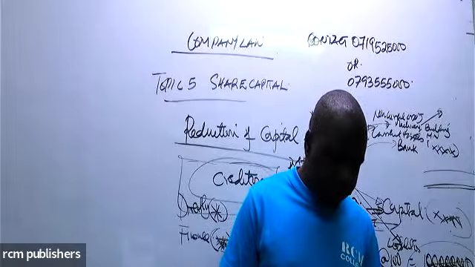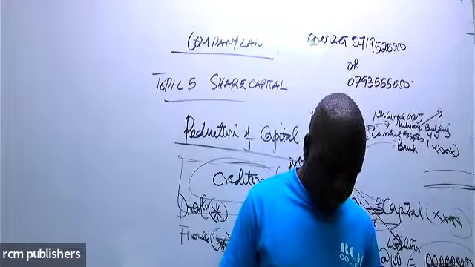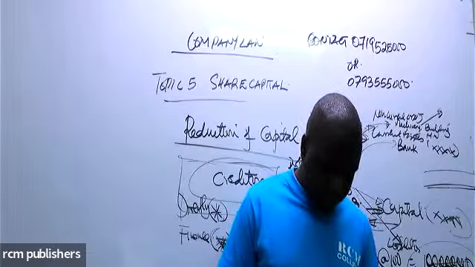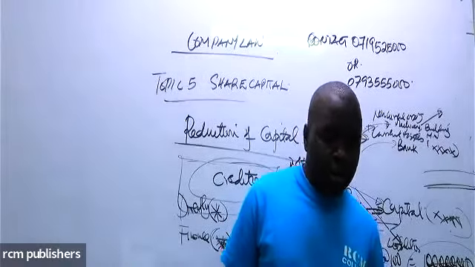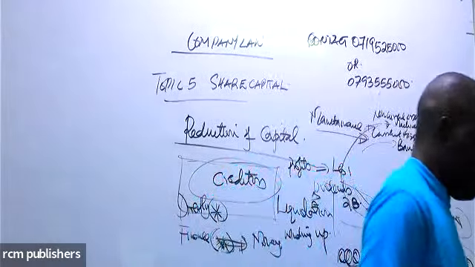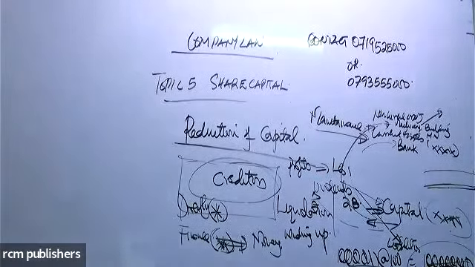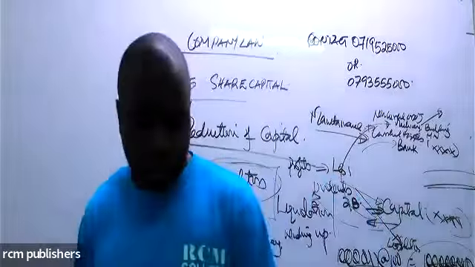So we look at December 2022, question number 4B. Question number 4B. You see it? Explain the following types of share capital. So you have paid up capital and issued share capital. So paid up share capital and issued share capital.